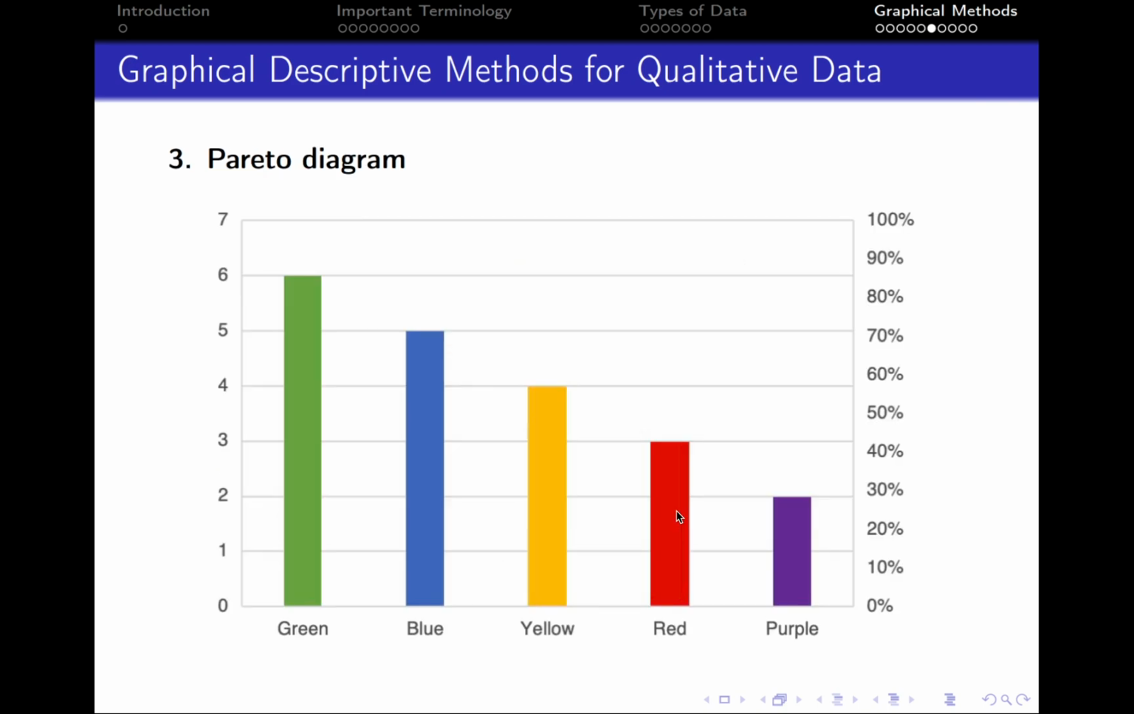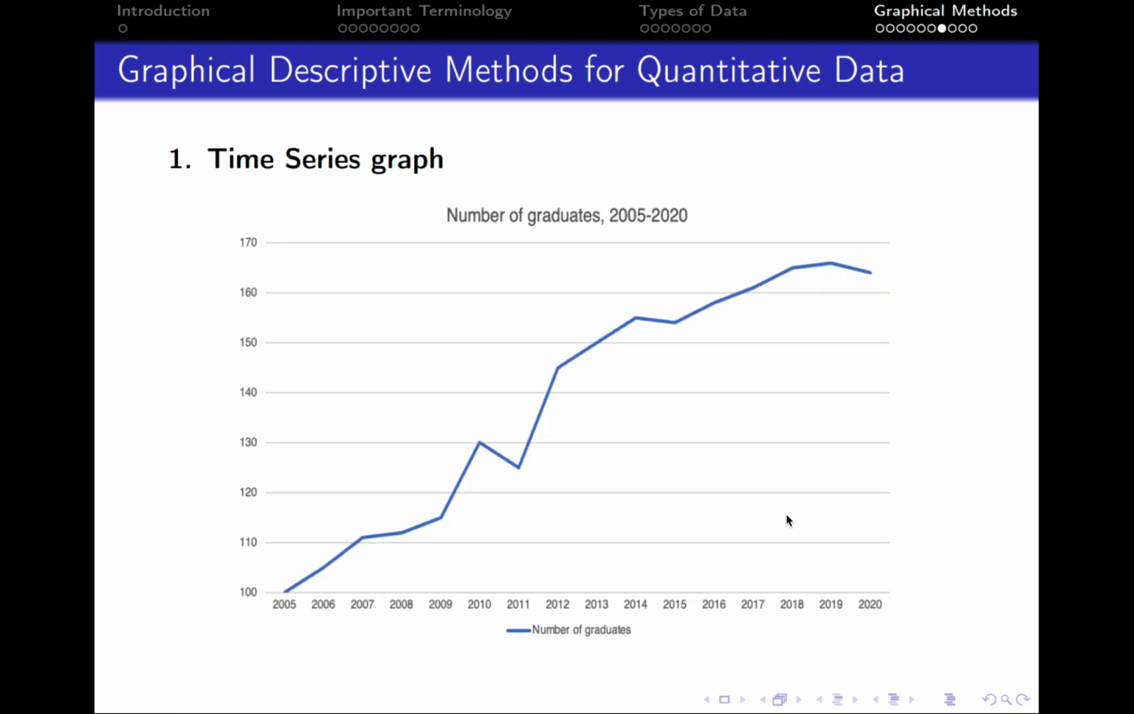Another way you can present qualitative data is using Pareto diagram. So as you can see, the bars represent the class and the observations are presented in the descending order. So we start with the green one because it had 6 responses, and we go all the way down to purple, which had only 2 responses. So this is it for the graphical methods for qualitative data. And now let's move to the graphical descriptive methods for quantitative data.